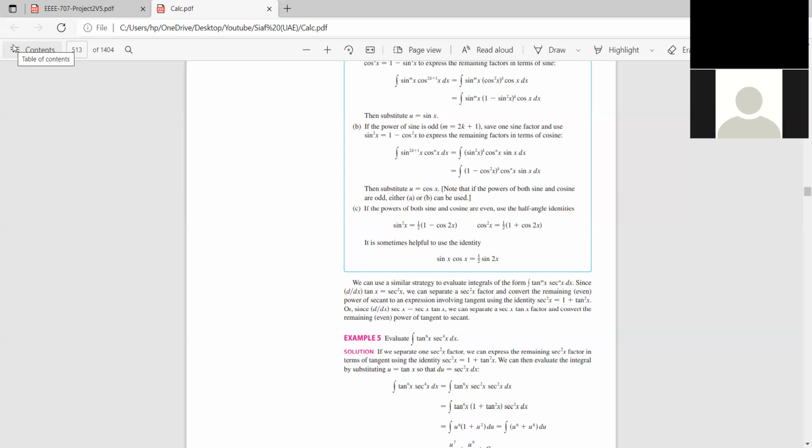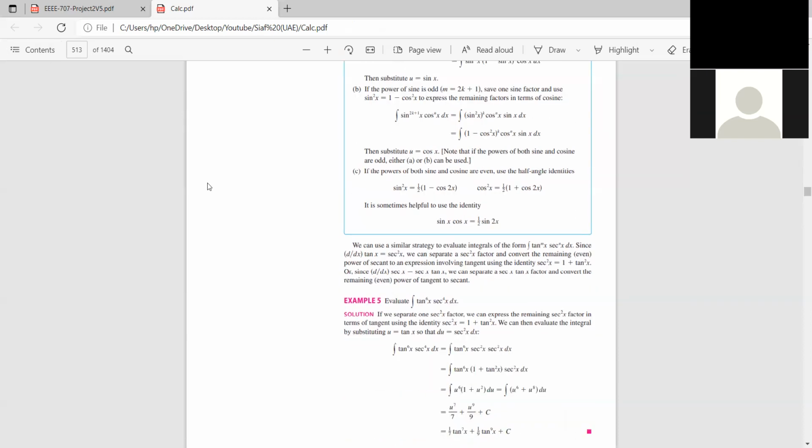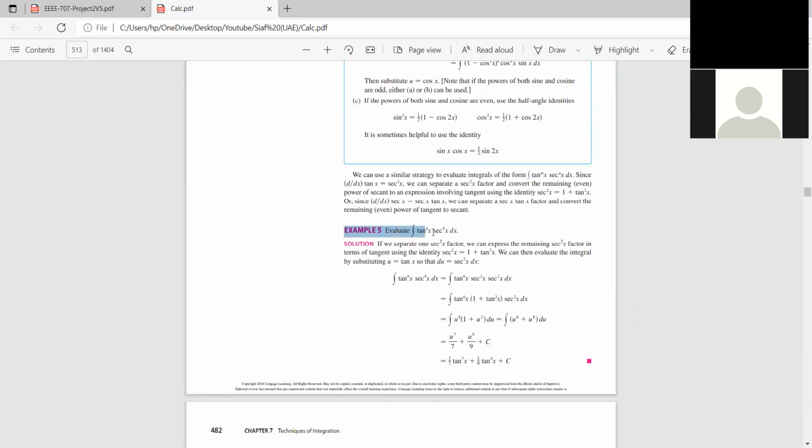This topic is trigonometric substitution. Just after this, we are going to study trigonometric substitution. If you get trigonometric integration, then trigonometric substitution will be much easier for you. These topics just require a lot of practice, because you should know how to apply the correct identity. If you apply the wrong identity, you will end up wasting your time in the exam. So it requires a lot of practice. Okay, so example number 5 is tan 6x sec 4x dx.